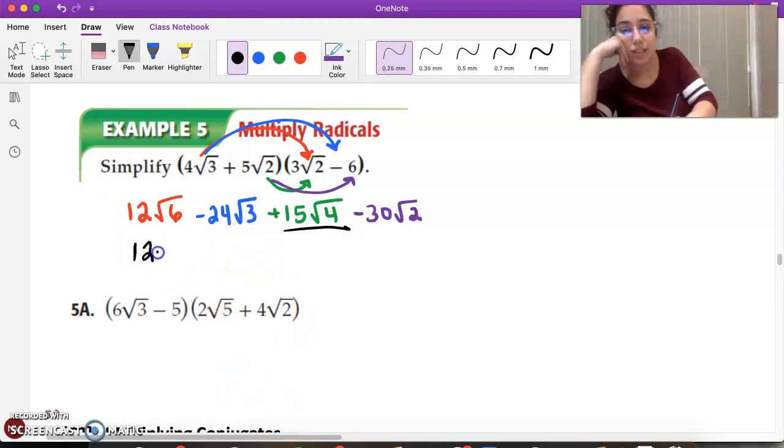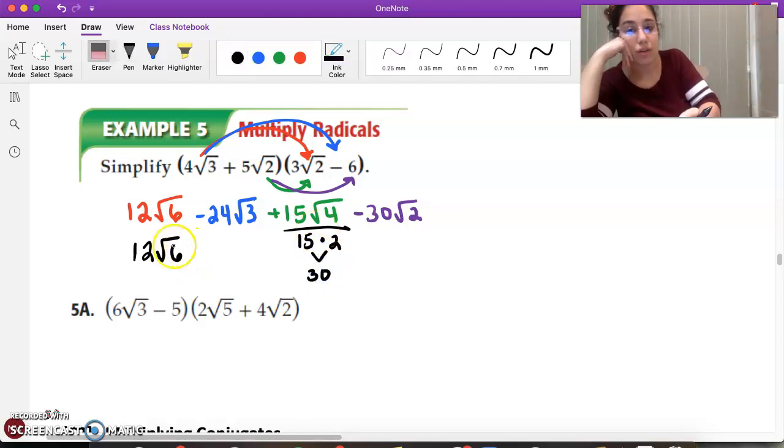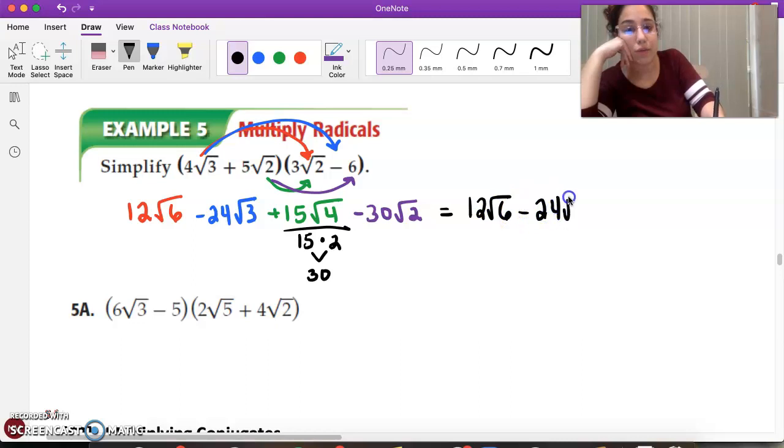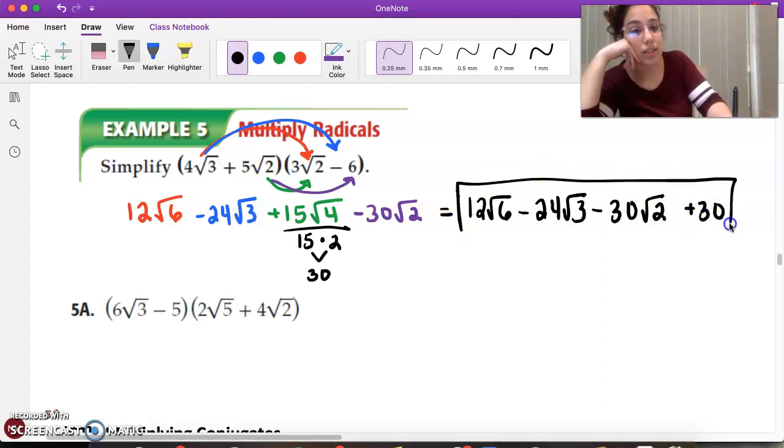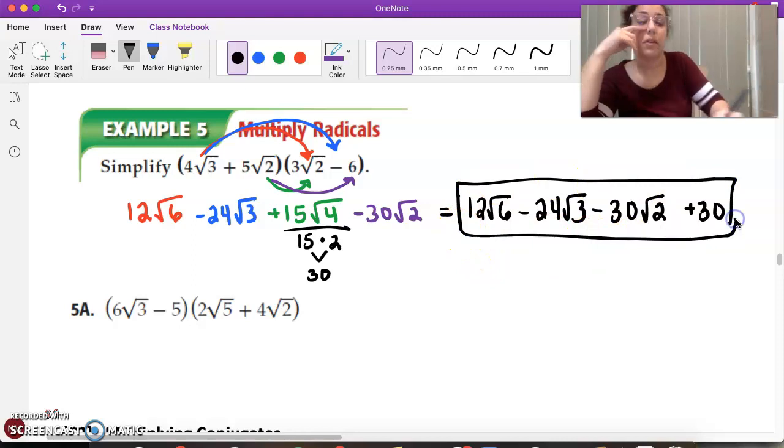So this will just stay root 6. What is this going to become? This is going to become 15 times 2, which is 30. So actually, I'm going to write my final answer over here. And my final answer is going to be 12 root 6 minus 24 root 3 minus 30 root 2. And I always put my constant at the end. That is a practice we always have. And that is my final answer.